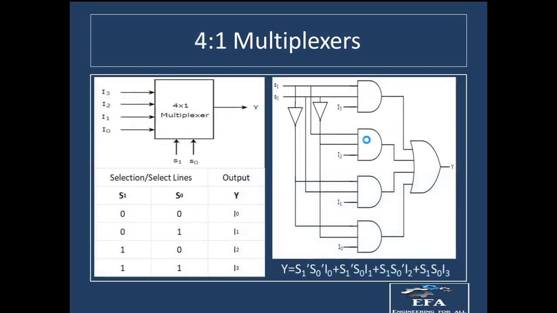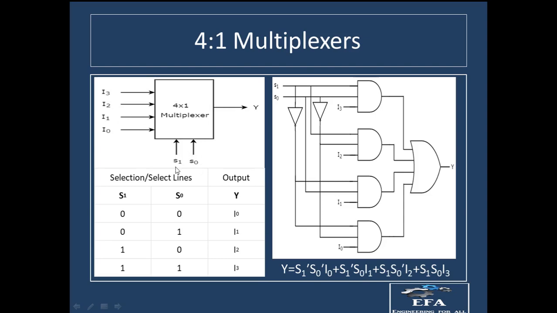Moving on to the second one, let us say that we are having the 4 is to 1 multiplexer. In this case you can see that we are having 4 input lines and one output line. So how many select lines are required? That depends upon the number of input lines. If we are having 4 input lines, then 4 equals 2 power 2. Whatever is there in the power of 2 will be the number of select lines. Because we are having 2 in the power, 2 select lines are required.